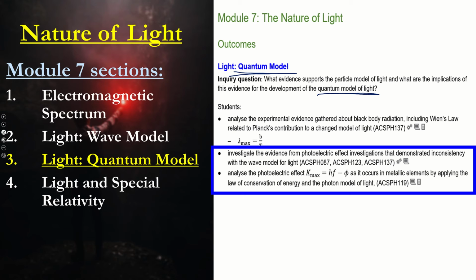The inquiry question we're going to investigate is the evidence from the photoelectric effect. So we're going to look at what the photoelectric effect tells us that demonstrates inconsistencies with the wave model of light. Okay, so that's the first thing we need to look at. The second part will be to look at what the photoelectric effect tells us in terms of the law of conservation of energy and then the photon model of light. So we're going to try and connect all these puzzles together.